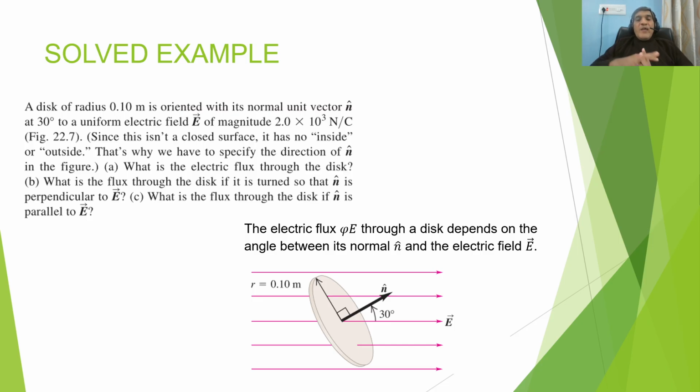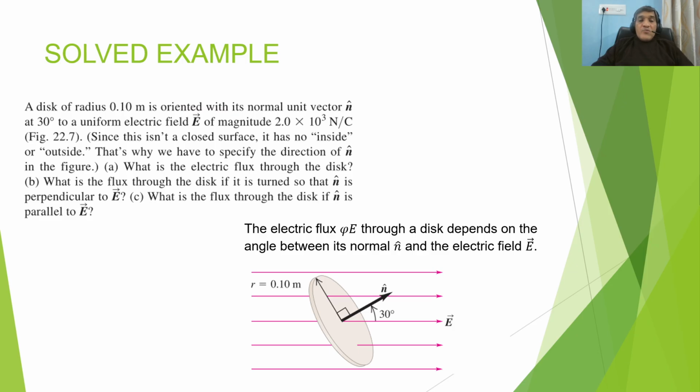So basically, this is the angle between the electric field and the area. Here we have a value of theta is 30 degrees. This is the magnitude of the electric field, which comes out to be 2.0 × 10^3 Newton per Coulomb. Since this is not a closed surface, it has no inside or outside charges. That's why we have to specify the direction of n. So this is a continuous charge distribution.